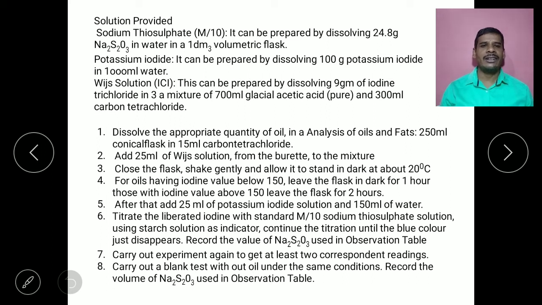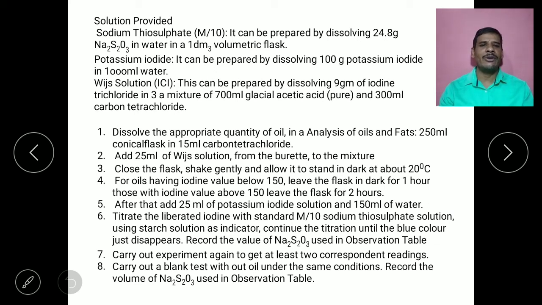For oil having an iodine value below 150, the flask is kept in the dark for 1 hour, and if the value is above 150, then the flask should be kept for 2 hours. Depending upon the iodine value, since we don't know how much it is, the flask should be kept more than 2 hours.